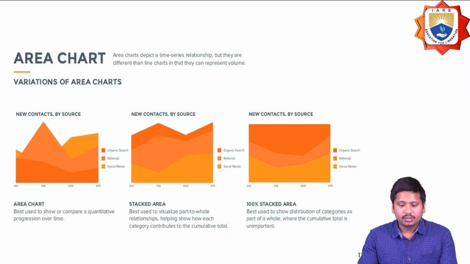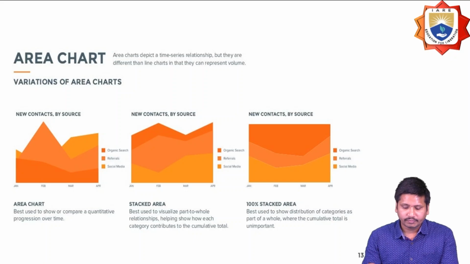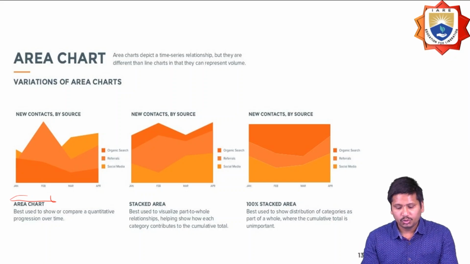And next one should be the area chart. Area charts mostly depict a time series relationship, but they are different from the line chart. What they represent here is the volume. There are some variations of the area chart: the area chart, the stacked area chart, and the 100% stacked area chart. The very first one is the area chart. It is best used to show or compare quantitative progression over time.